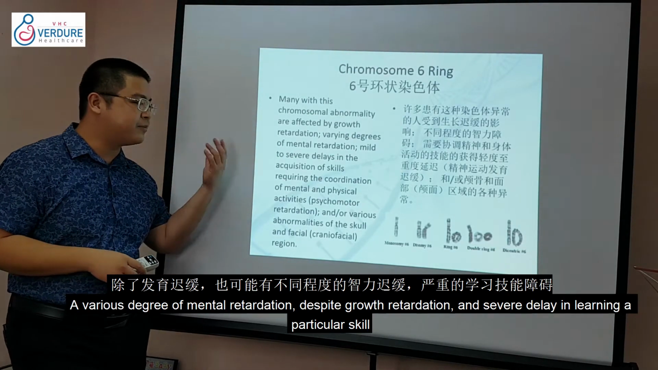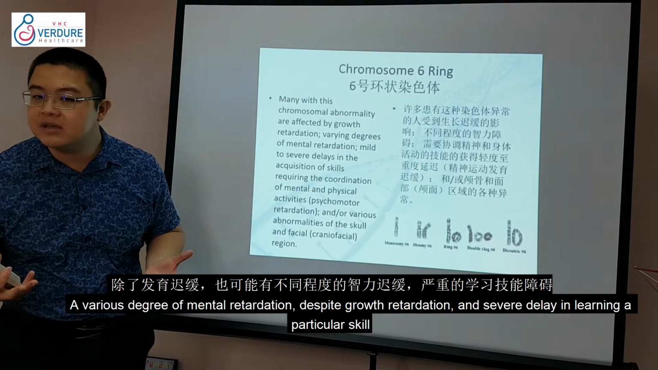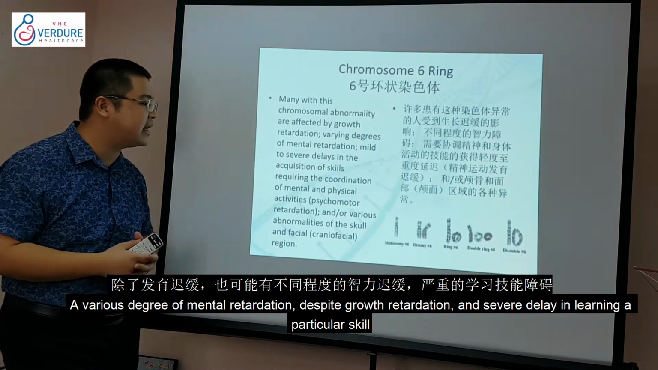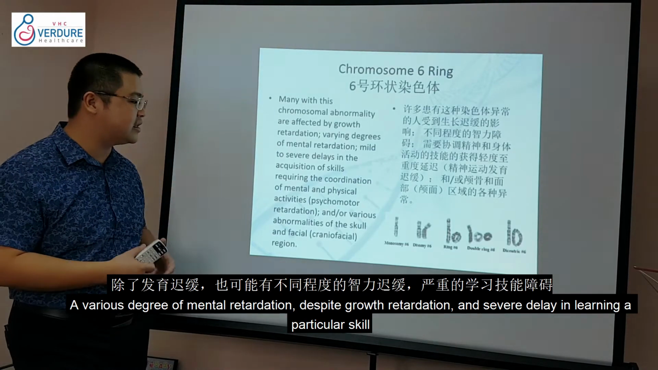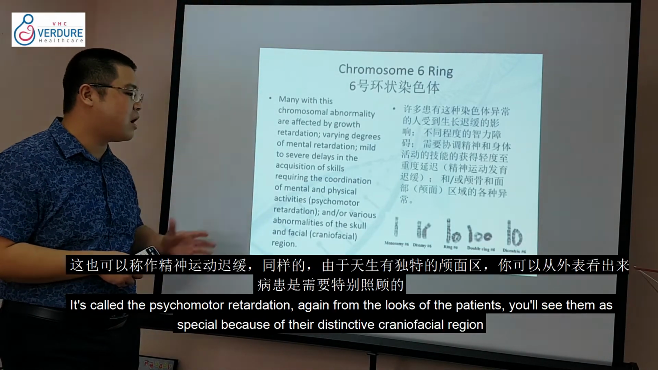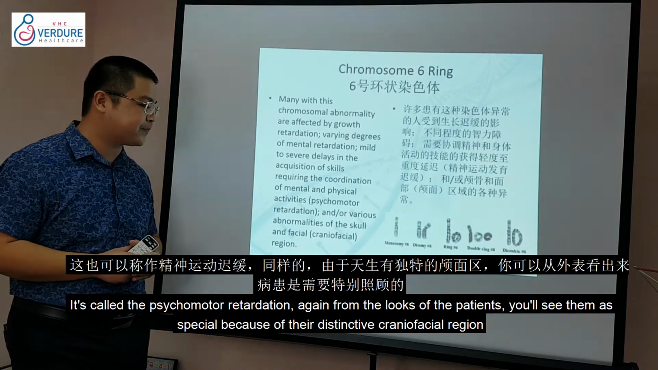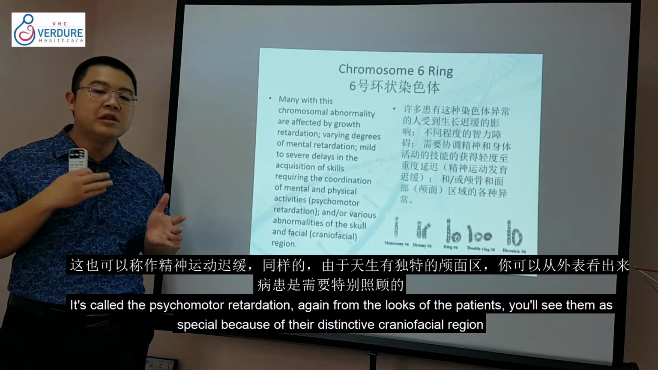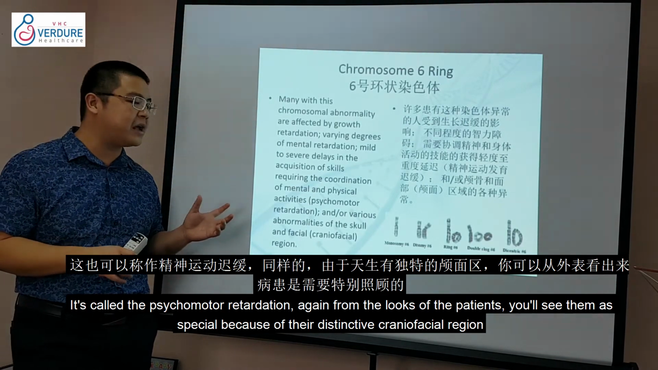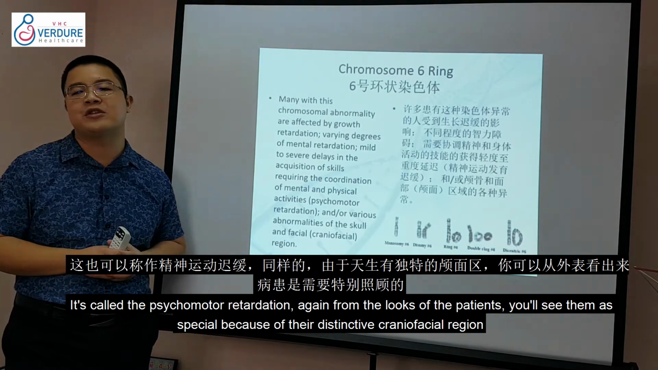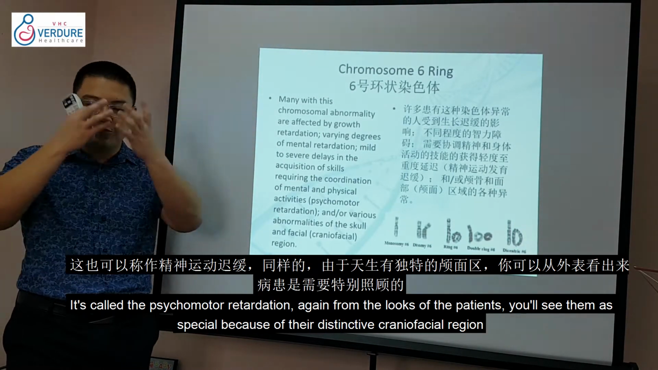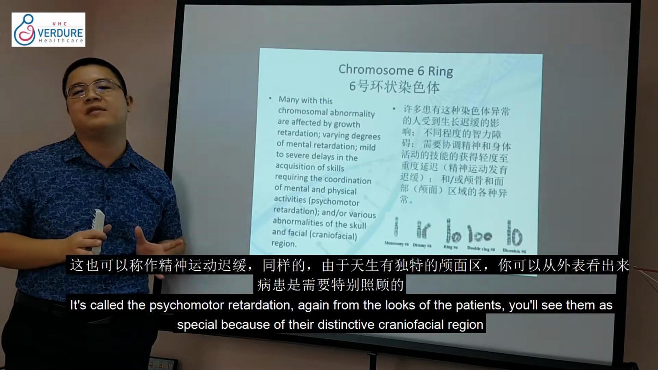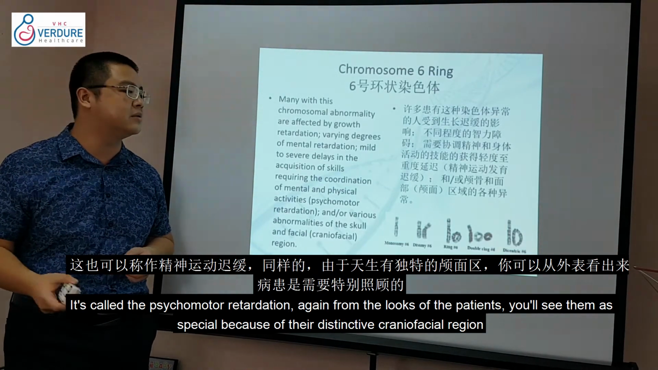Okay, so various degrees of mental retardation despite growth retardation, and severe delay in learning a particular skill, and it's called psychomotor retardation. And then, from the looks of this particular kid, you'll be able to see that he or she is special, because the craniofacial features within this region are very different compared to a normal child.